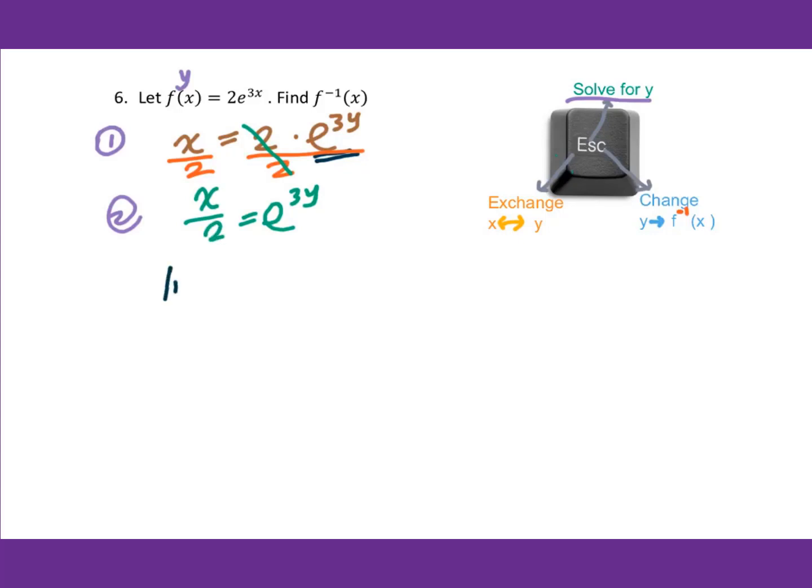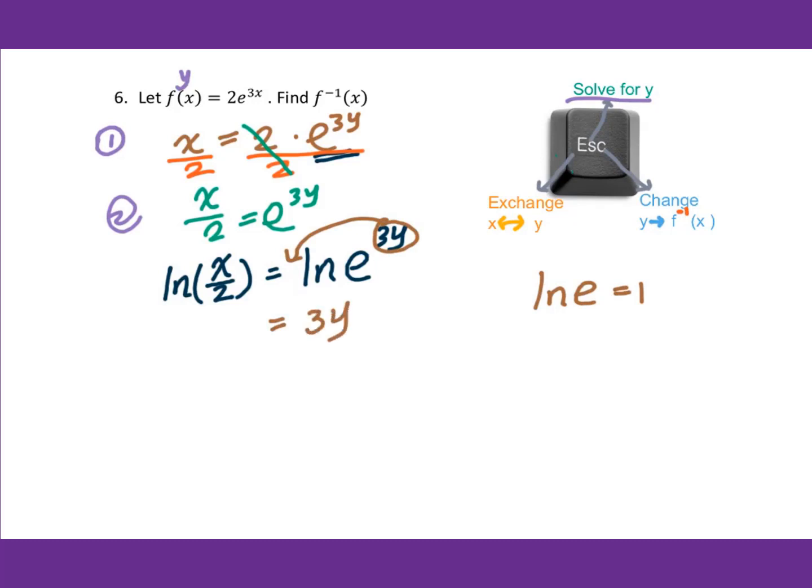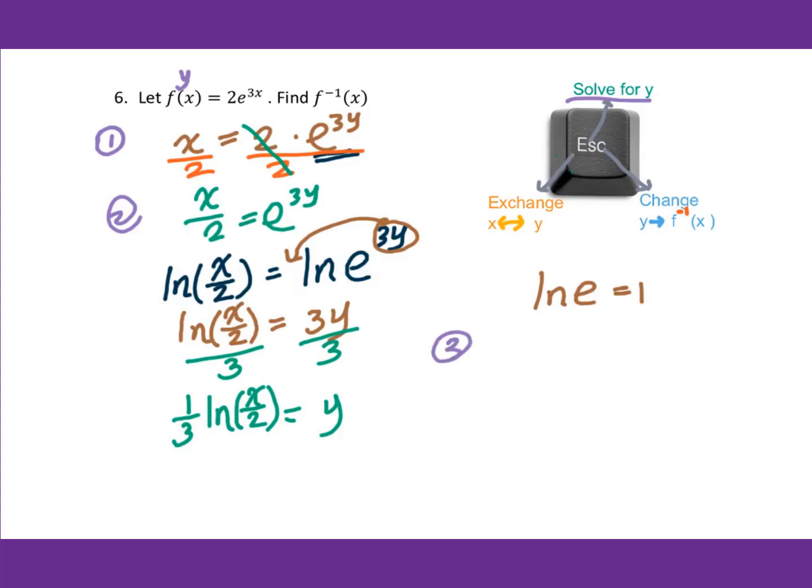Then take the natural log of both sides. Natural log of x over 2 equals natural log of e to the 3y. We know natural log of e equals 1, so the exponent drops down and you get 3y equals natural log of x over 2. Then you divide by 3 on both sides. You will get y equals 1 over 3 natural log of x over 2. Then the third step, change y into the inverse function symbol. We got 1 over 3 natural log of x over 2. That's it.